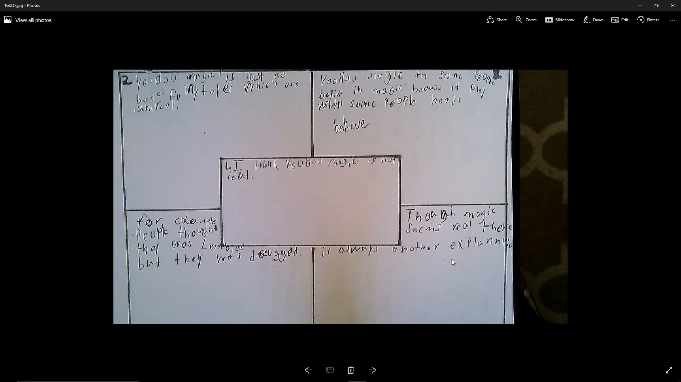And then this is the student's third paragraph where they're giving their opinion. So it's a pretty decent but flat topic sentence here. I think voodoo magic is not real.